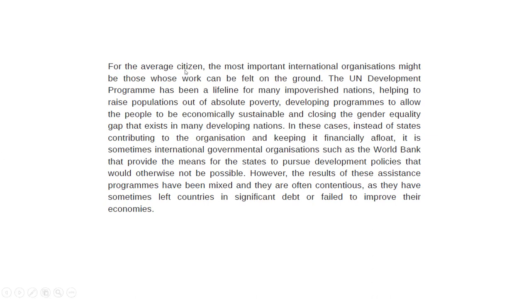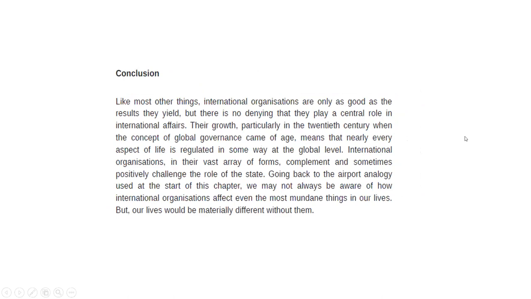Do I have more here? Where's my thingamabob? Conclusion, yes, this is the end of the reading. Like most of the things, international organizations are only as good as the results they yield or give, produce. But there is no denying that they play a central role in international affairs. No denying. Their growth, particularly in the 20th century, when the concept of global governance came of age, means that nearly every aspect of life is regulated in some way at the global level.